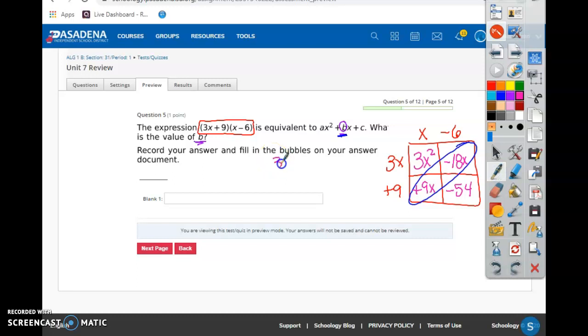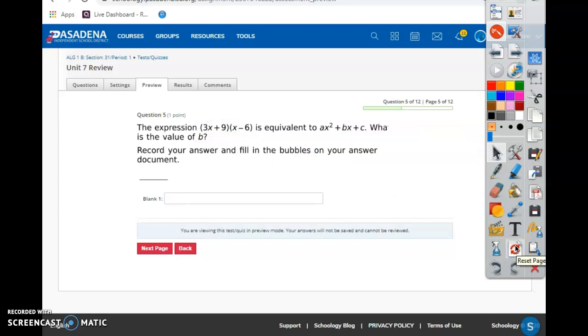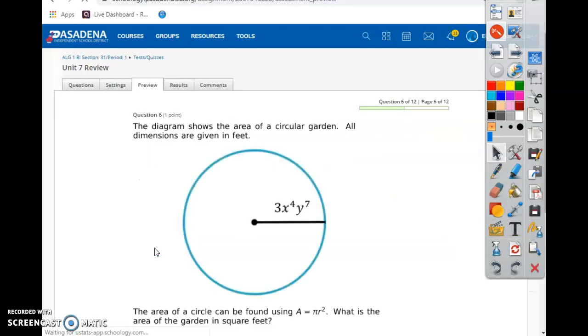So it's 3x squared minus 9x minus 54. And they're only asking for that B. So right here you would just put negative 9, no x. Okay, no x. Let's go to the next one. A lot of you are going to have trouble with this one.